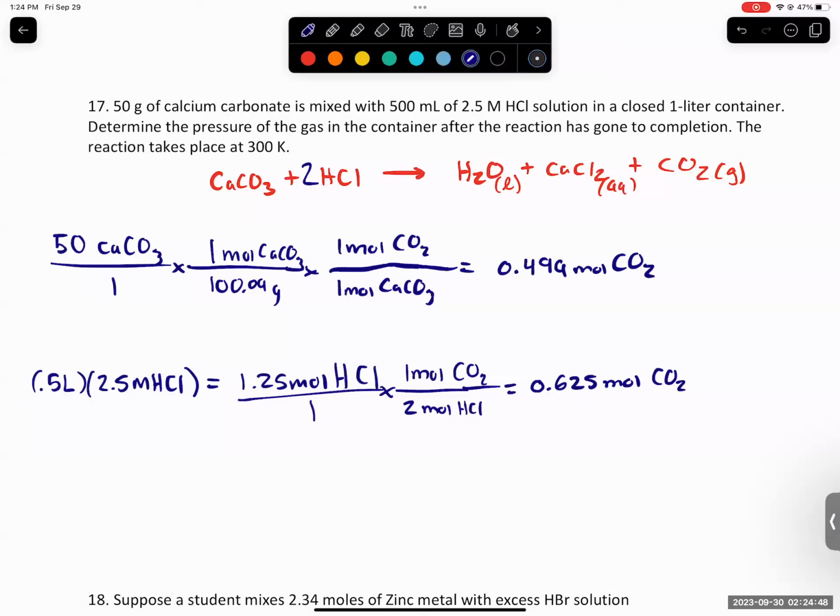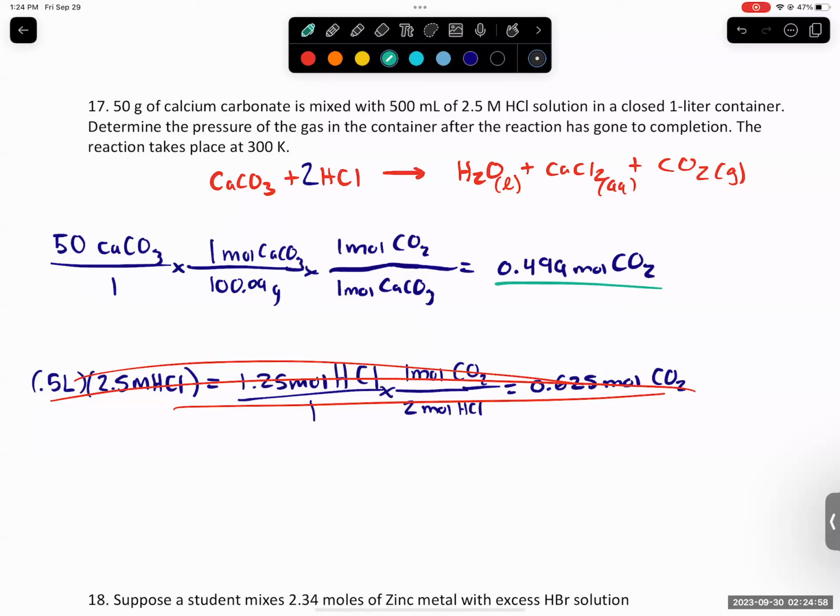So then whenever we find our limiting reactant, we can cross out the other one, right? Because we don't want to confuse ourselves. Now let's do another color. Actually, we don't have to. So we're asked to figure out the pressure of the gas in the container after the reaction has gone to completion. So how would we go about doing that?